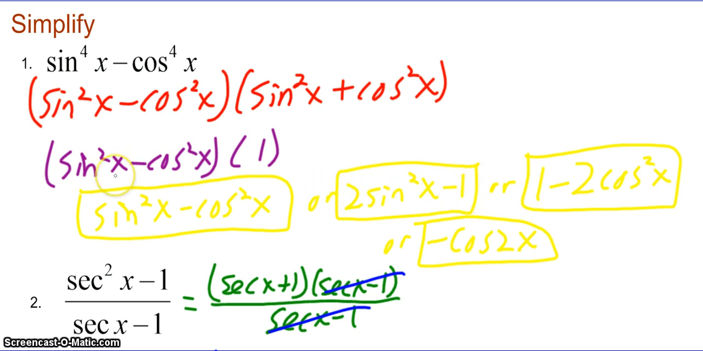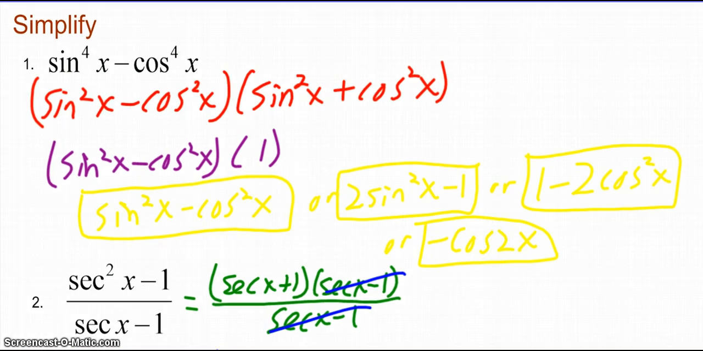Or I could change sine squared into 1 minus cosine squared, and I end up with 1 minus 2 cosine squared x. Or, although we have not done the double angle identities yet, so I don't expect you to do this at all, but I just want to show you that if you look on your sheet where the double angles are, or in the book, this would also become negative cosine of 2x. Again, I don't expect you to do this right now, but I'm just pointing it out.